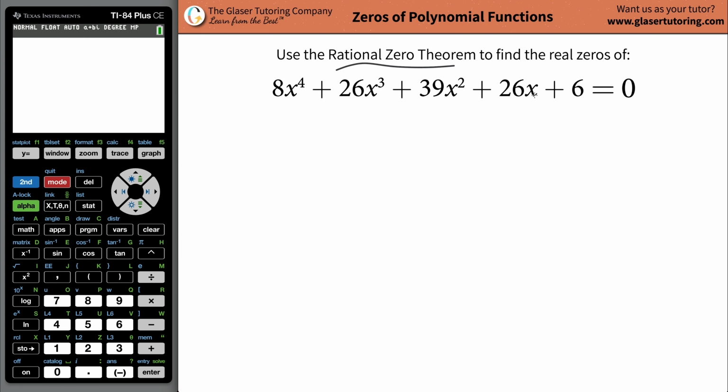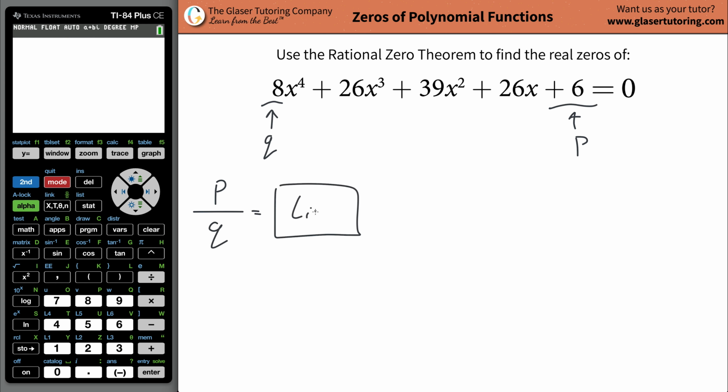Well, first thing is you got to know what the Rational Zero Theorem is. What it says is that if you find the factors of your constant term, remember the constant term of your polynomial does not have a variable attached to it, and you call those factors p. And you find the factors of the leading coefficient, which is found next to the highest power of x in your polynomial, and you call those factors q. Then if you take the p factors and divide them by the q factors, you're going to get a list of possible rational real zeros.